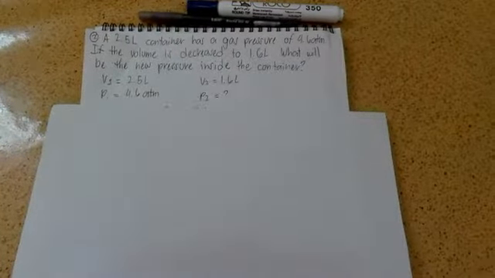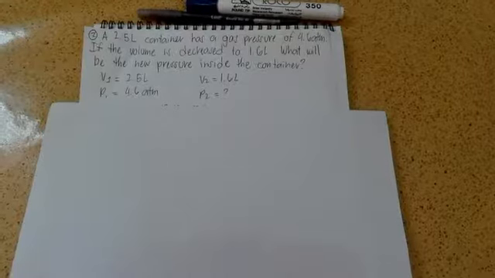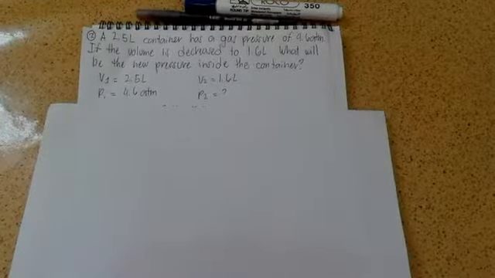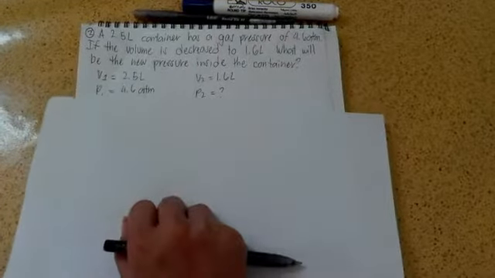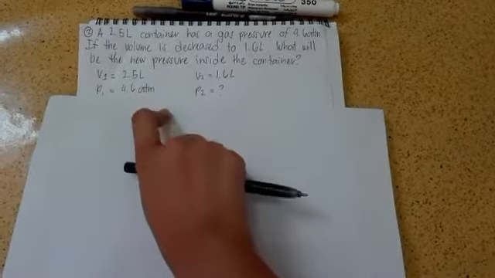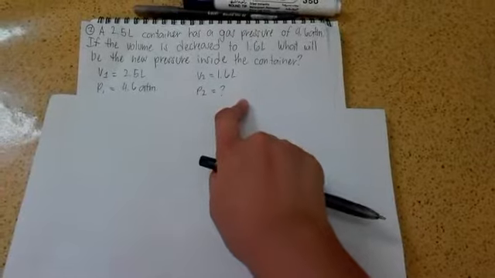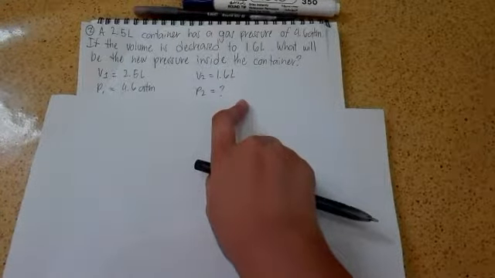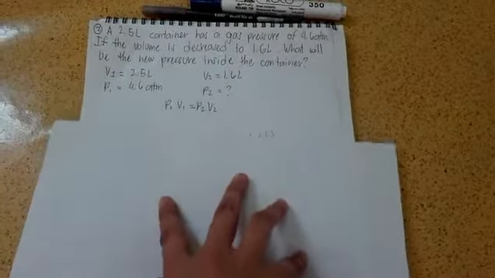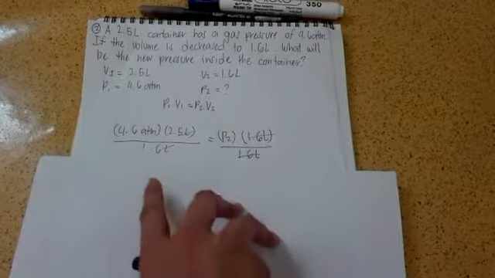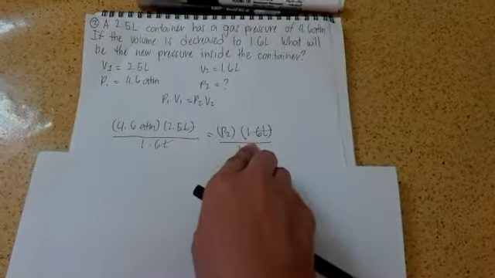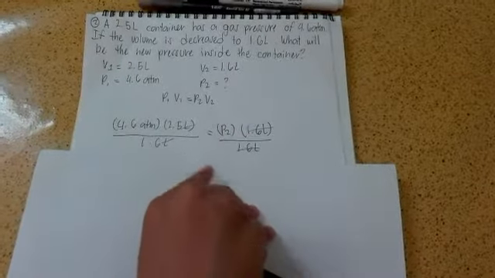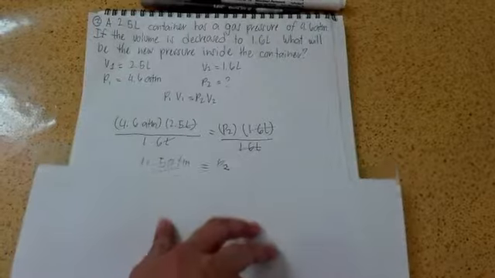For our second example, a 2.5 liter container has a gas pressure of 4.6 atm. If the volume is decreased to 1.6 liter, what will be the new pressure inside the container? First volume 2.5 liter, first pressure 4.6 atm, second volume 1.6 liter, and we need to find the second pressure. Write the formula, substitute 4.6 atm, 2.5 liter, and our P2, and our V2 is 1.6 liter. Then divide both sides by 1.6 liter.